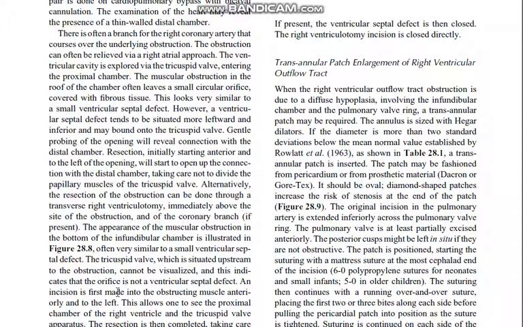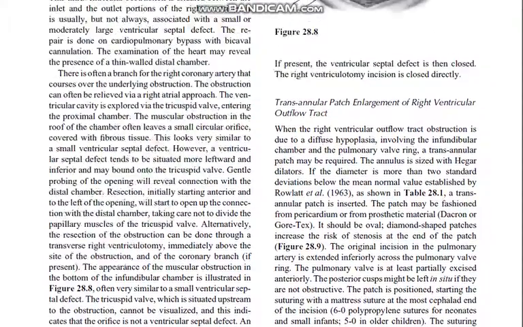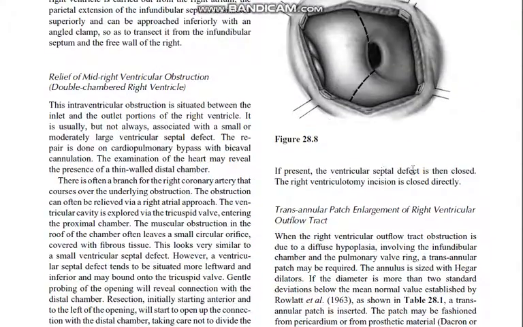An incision is first made into the obstructing muscle anteriorly and to the left. This allows one to see the proximal chamber of the right ventricle and the tricuspid valve apparatus. The resection is then completed, taking care to preserve the papillary muscles of the tricuspid valve. If present, the ventricular septal defect is then closed. The right ventriculotomy incision is closed directly.